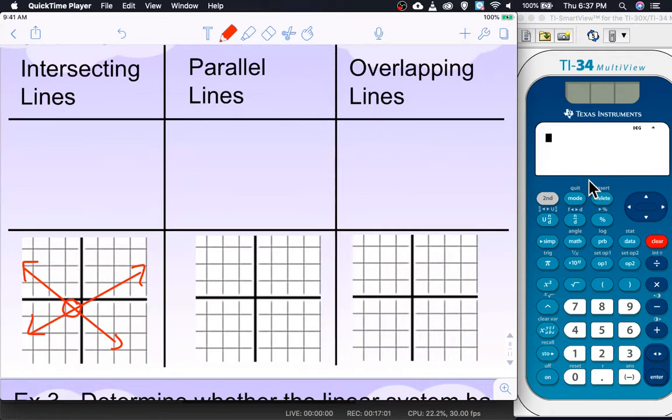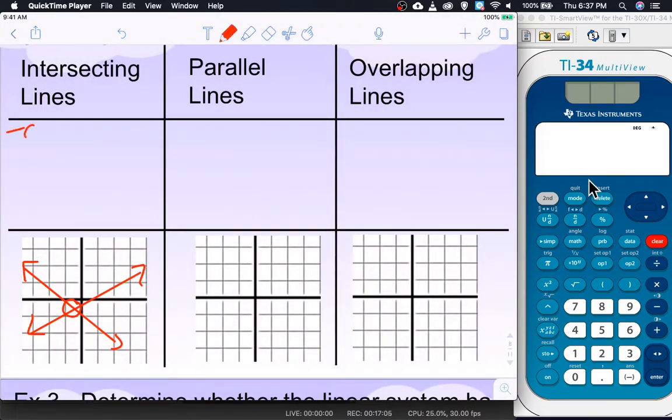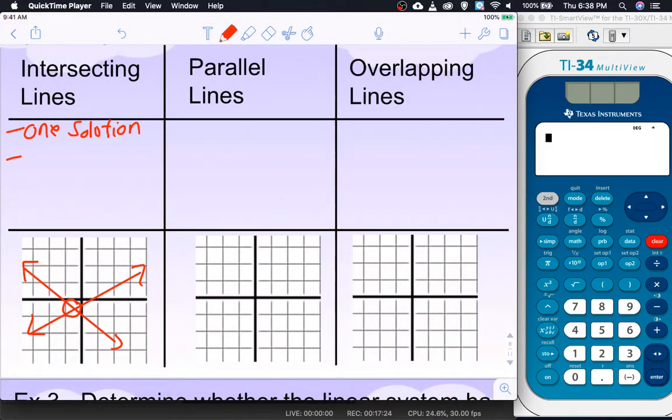So what do we know about those lines? Well, we know that those lines have one solution. When they're intersecting, there is one answer. The answer is where those two lines crisscross right there. Intersecting lines have one solution. Intersecting lines have different slopes.